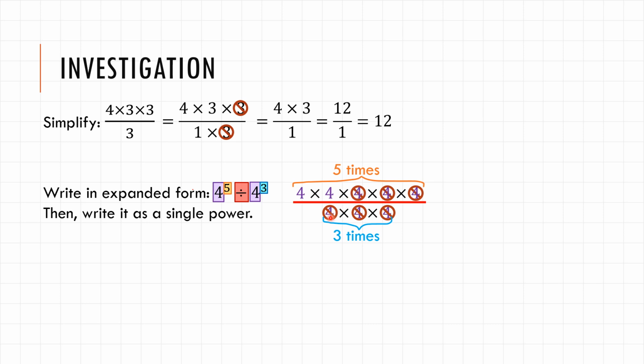So what will be left here? In the numerator, I will have 4 times 4. In the denominator, will I have 0? No. Just like we saw here, we are going to be left with 1. So how could I write this as a single power? This is just 4 to the power of 2, because we're multiplying 4 by itself just 2 times.